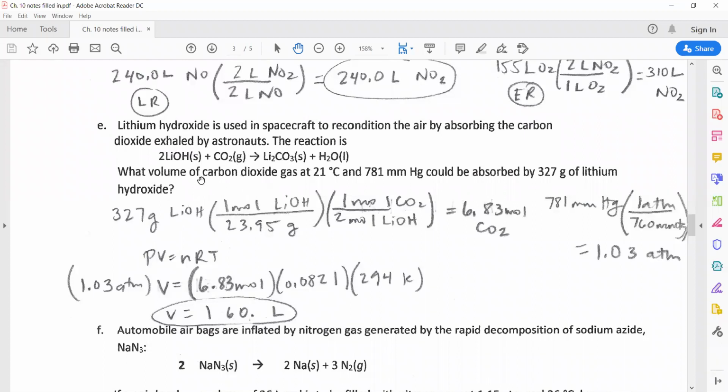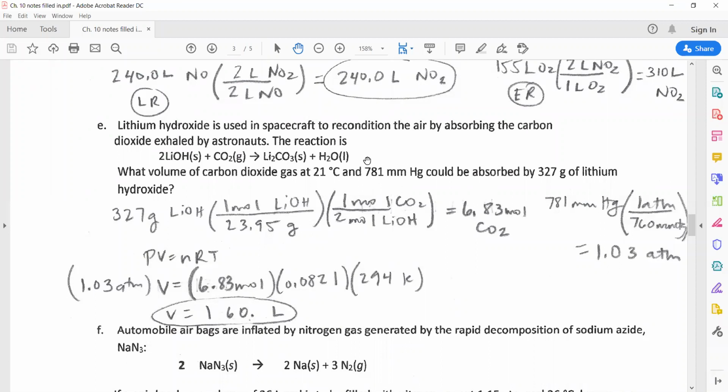So here it says, what volume of CO2 gas, so that's what I'm looking for in the end. Let's go ahead and have that in mind. At 21 degrees Celsius and 781 millimeters of mercury, could be absorbed by 327 grams of lithium hydroxide. So if you just went ahead and started thinking, what do I know about PV=nRT for the gas? Well, looking at CO2, I do know the temperature, which is 21. I'll have to add 273, so that'll give me 294 Kelvin.